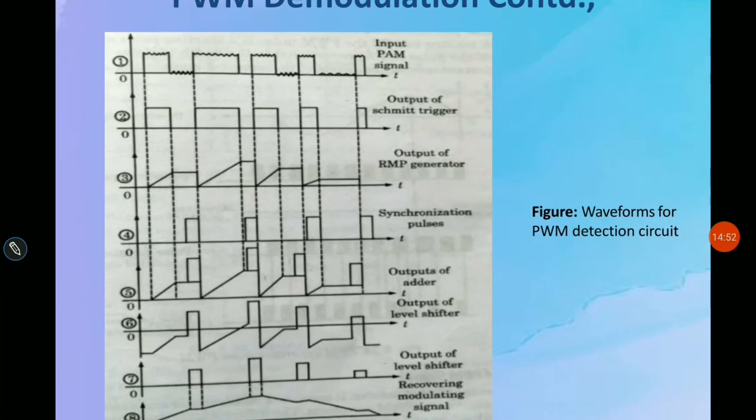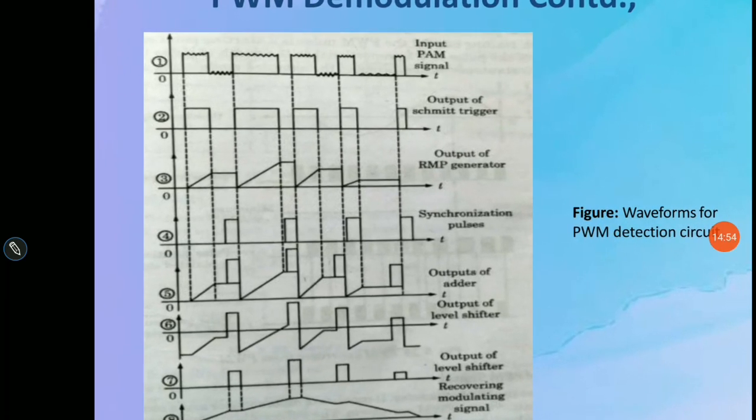You see here, the first one is the input PAM signal. The second one is the output of the speed trigger. The third one is the output of the ramp generator. The fourth is the signal of synchronization pulses, with constant height and constant width. Fifth is the output of the adder, which just adds the waveforms of 3 and 4.